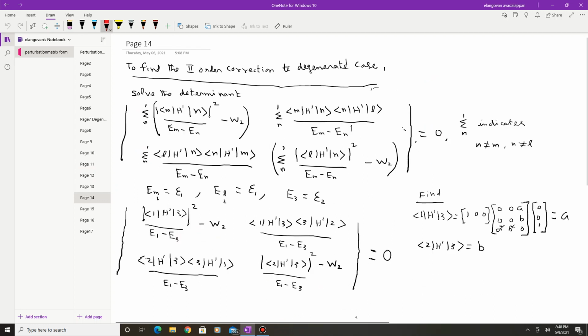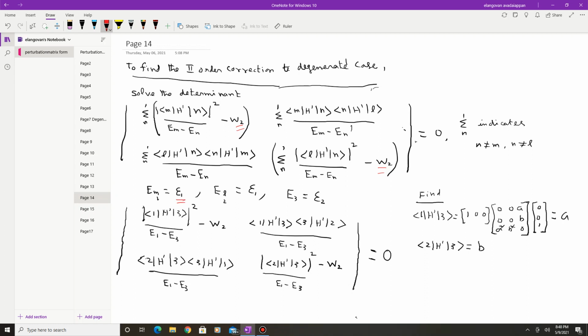Now to find the second order correction to the degenerate case, this expression is available in the text. We are not deriving this expression. You can just refer to a text, for example, Quantum Mechanics by Schiff. If you refer, you can take this determinant. So you take this determinant, and here n should not be equal to m. So the prime indicates n should not be equal to m. Here this W2 is the second order correction. Once you solve this determinant, you can find W2, the second order correction. Here E M1, this is M corresponding to 1.